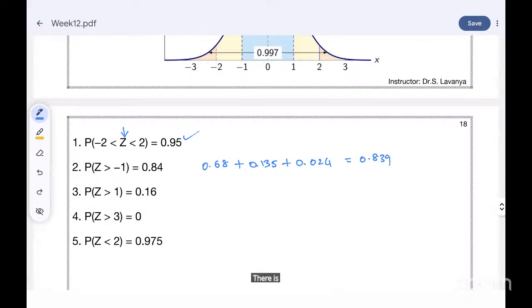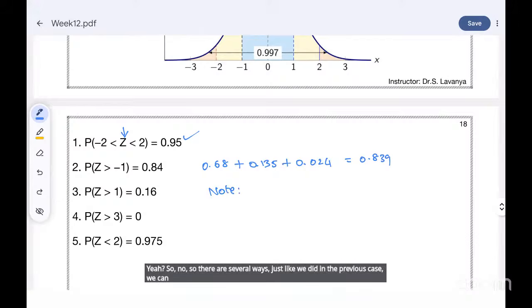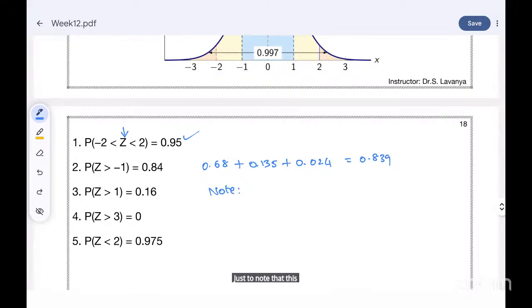There is something very important you should observe from the above graph. So probability of z greater than 1, z greater than 1 here, is it same as probability of z less than -1? Yes. So note, there are several ways, just like we did in the previous case, like adding the values also we can do. Just to note that this is also possible, I'm saying.